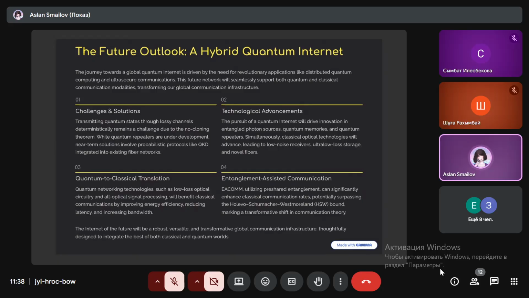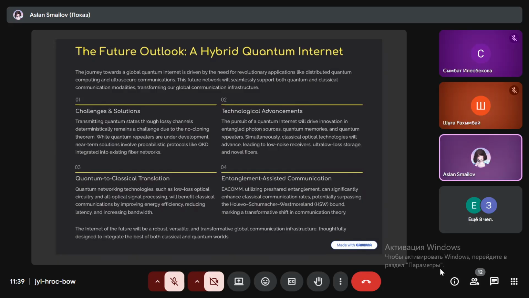And intelligent communication. Utilizing pre-shared intelligence can significantly enhance classical communication rates, potentially surpassing the Holevo-Schumacher-Westmoreland bound, marking a transformative shift in communication theory.